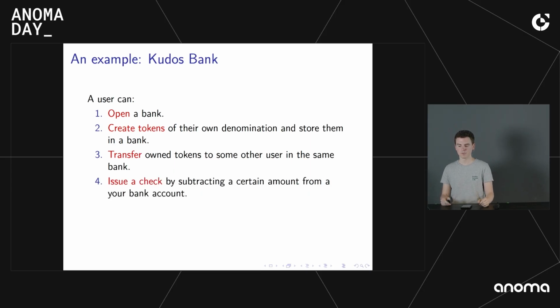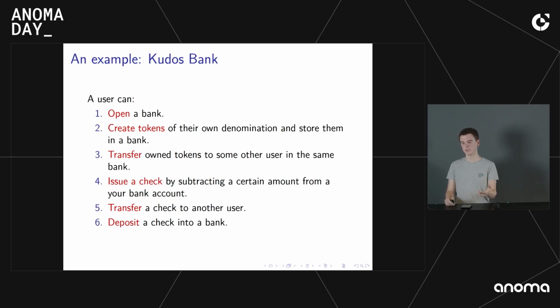And the owner can also issue a check. Issuing a check means you subtract, for instance, 5 Lukasz tokens from Jonathan's bank, and then you create an independent check, independent from the bank, but it will still be owned by Lukasz. And then you can fully transfer this check without any bank being involved. And then finally, you can deposit this check in the same bank or into some other bank.